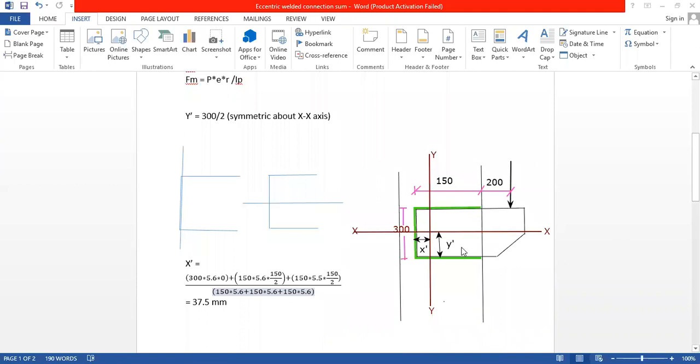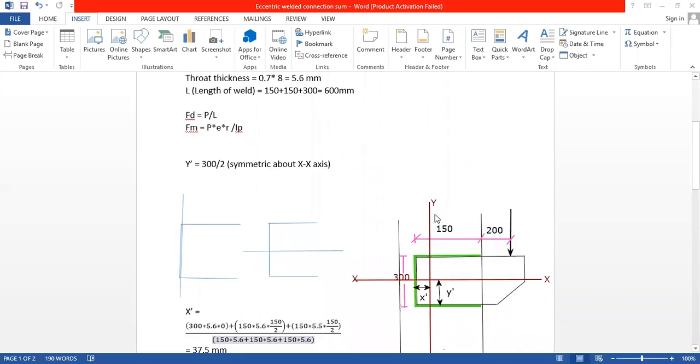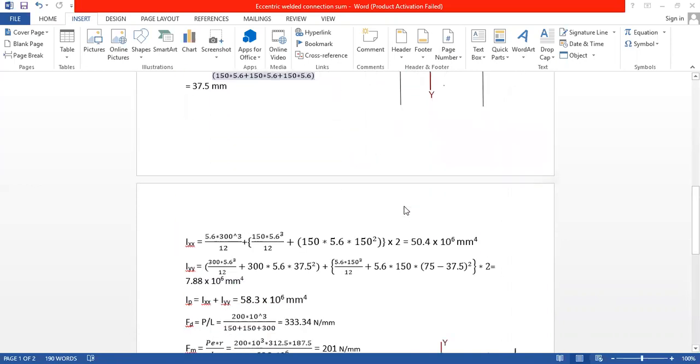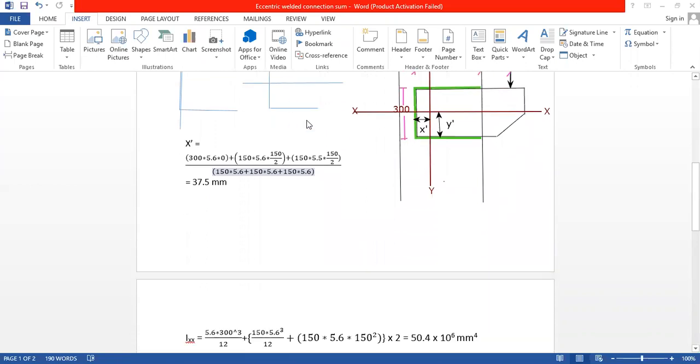This was our member, this was our bracket connection on which an eccentric load was applied on this gusset plate. And what we did was we had calculated the location of the CG, that is we had calculated x dashed and y dashed, which are the location of the centroid with respect to the y axis and with respect to the x axis. Okay, I hope those calculations are clear. I urge you to try it out yourself.